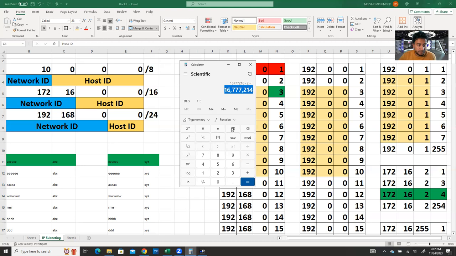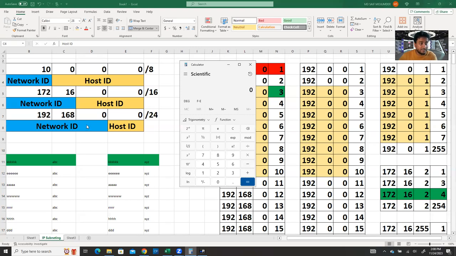Now we're going to see class B, right? Class B is 16 bits for network and 16 bits for host. So the formula is 2 to the power 16 for network, which is 65,000 something. So with class B, you will be able to create 65,536 networks. And for the hosts, how many hosts can you create? Same thing, 2 to the power 16, but minus 2. Remember why minus 2? That means 65,534 IP addresses you can get.